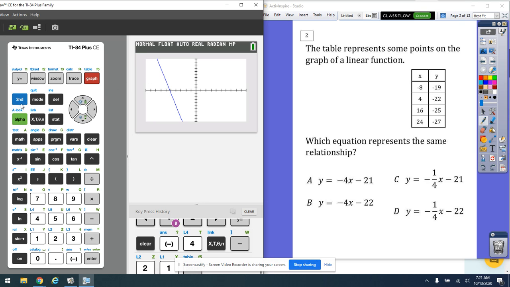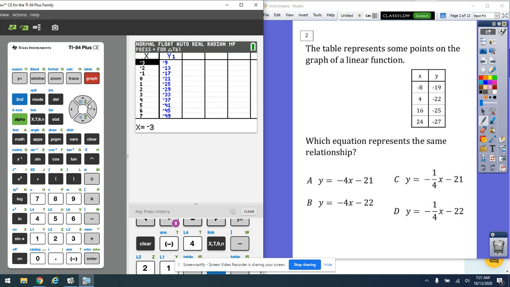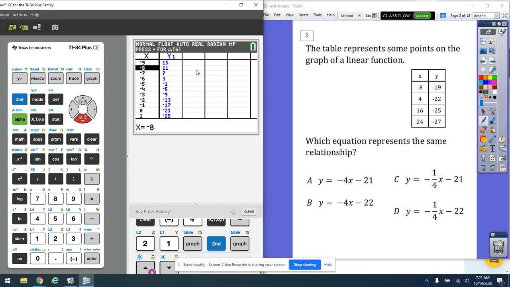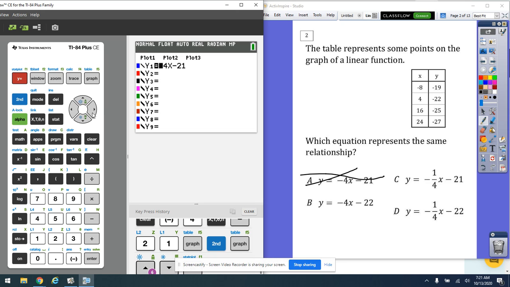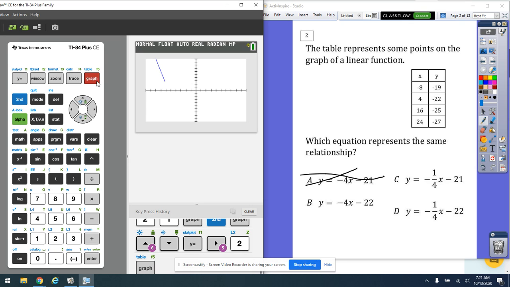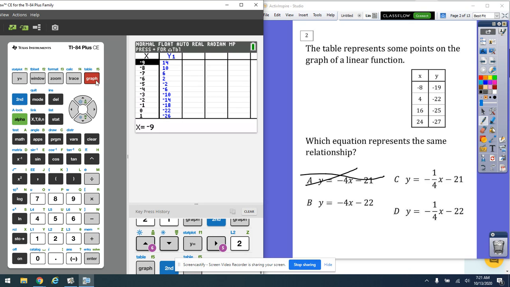Cool, here's my line. Second, table, and then I'm going to start going through my numbers. Let's start with -8 first. At -8, it's at 11, but at -8 for this one, I have -19, so it's not A. Let's take a look at my other one. Answer choice B says -4x -22. I do the same thing: graph, second, table. At -8, this time it's at +10. So again, B is out.